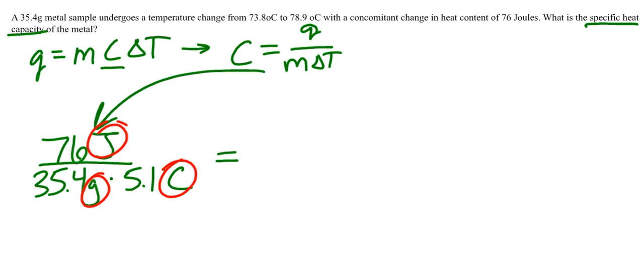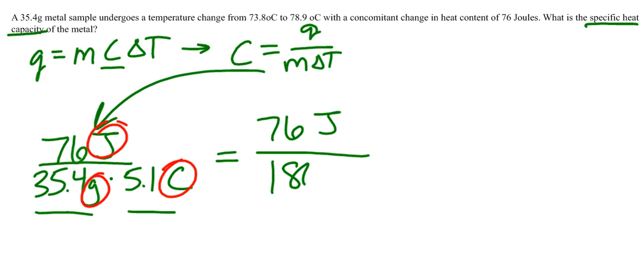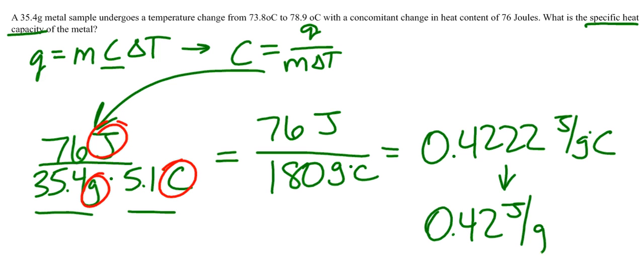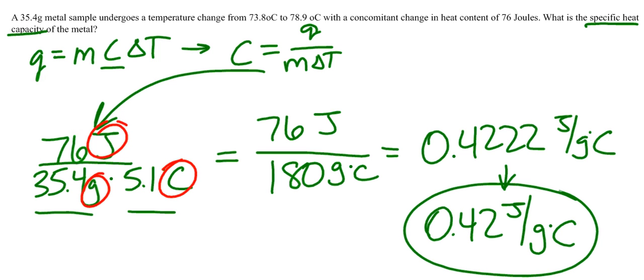Looking at this, I need to do my denominators first. Well, I have 3 sig figs here, I have 2 sig figs there. So I'm going to go 76 joules divided by 180 grams degrees Celsius. Okay, so I do my final calculation. I end up with 0.4222 and so on, joules per gram degrees Celsius. But of course, I need to have only 2 sig figs. So my 0.42 joules per gram degrees Celsius is my final answer.